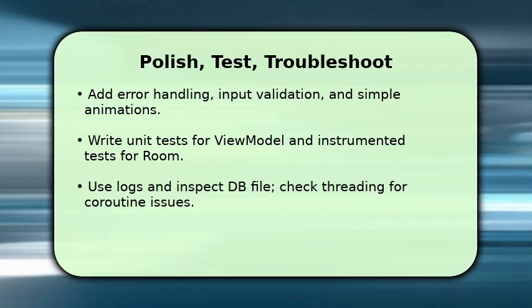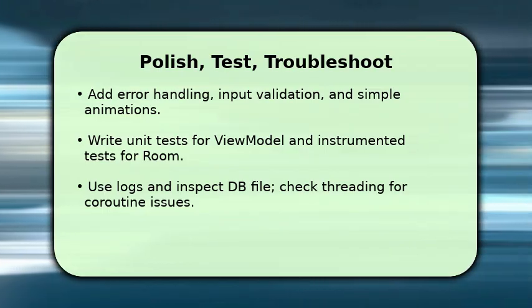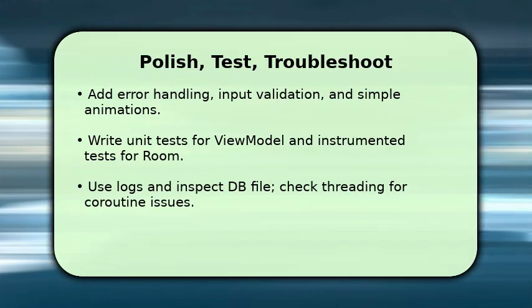If something goes wrong, inspect logs and the Room database file via Device File Explorer. Make sure coroutine dispatchers use I/O for database work. If you see empty lists, confirm DAO queries return Flow or LiveData, and the ViewModel is collecting them.